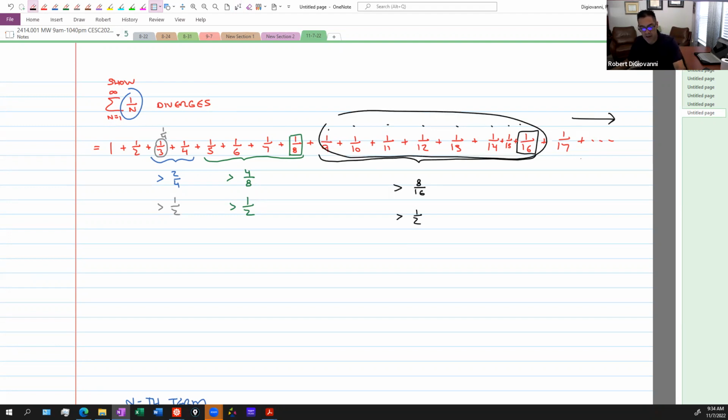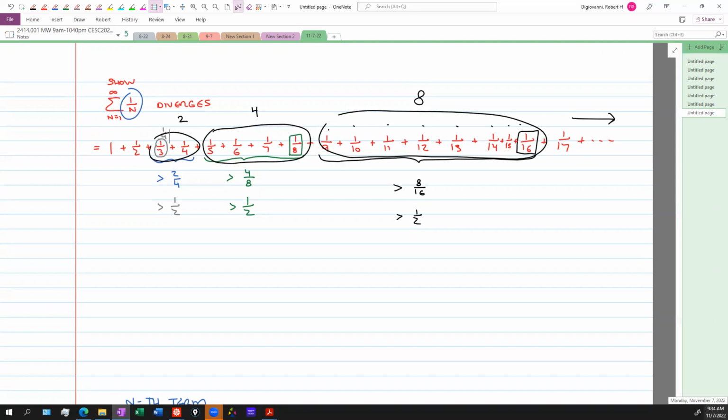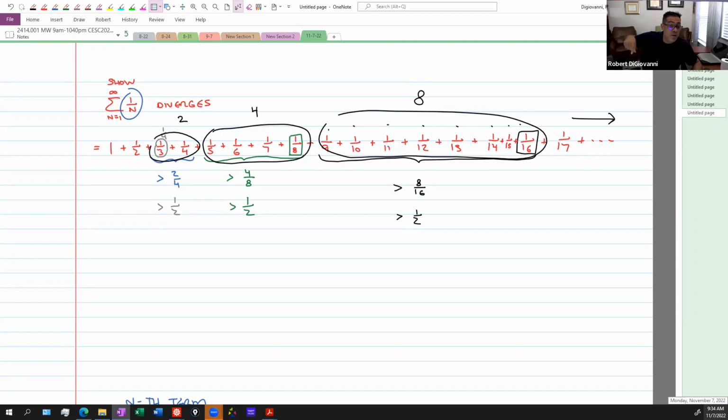Here I took 8 of these. The one before it, I looked at these 4. The one before that, I took these 2. So what do you think? I'm going to grab the next what? 16 of them, which will take me all the way out to 1 over 32. And if I grab 16 of them, I could say the next one would be bigger than 16 over 32, which is bigger than 1/2.